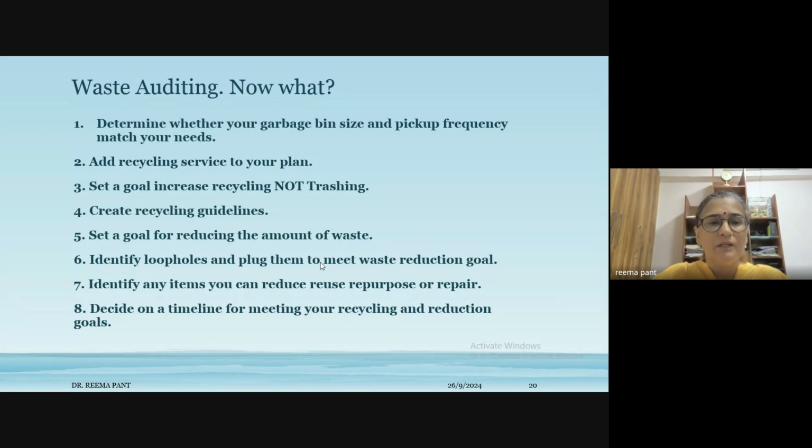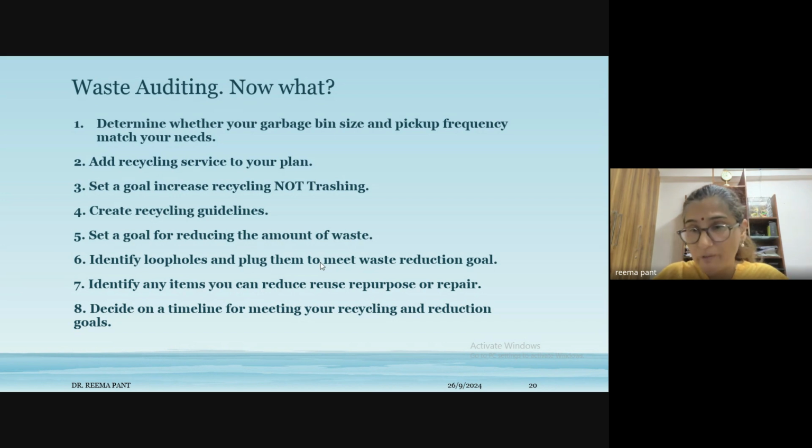Okay. So after you've audited your waste, these are the 8 goals that you can look into. First, you look at your garbage bins. Sometimes the garbage bins can be small, and maybe the waste that you are getting is too much, or maybe it could be the other way around. So how many times in a day or in a week is your garbage being picked up? So, these are smaller questions. Are we doing recycling?